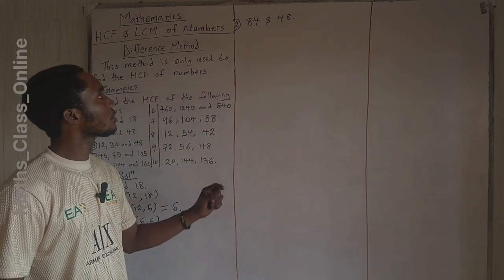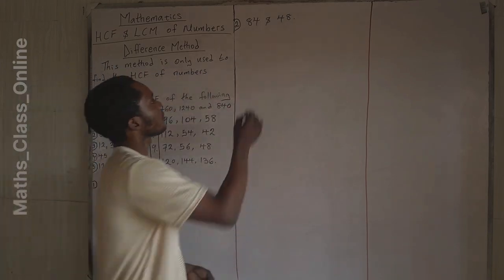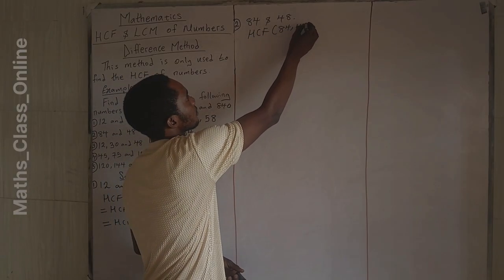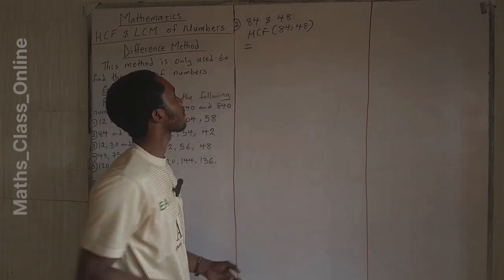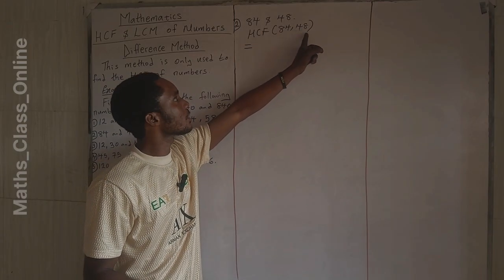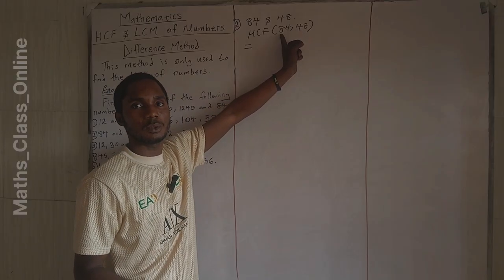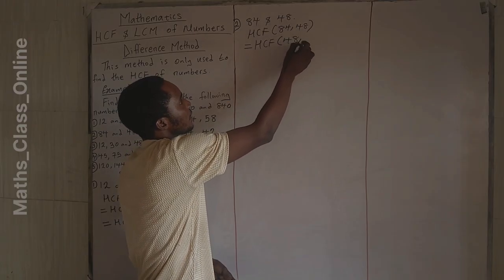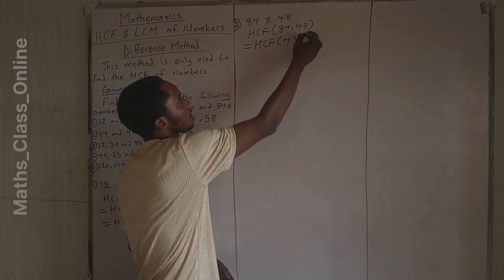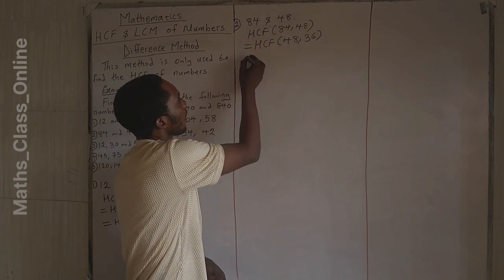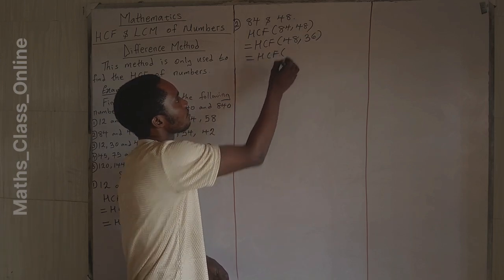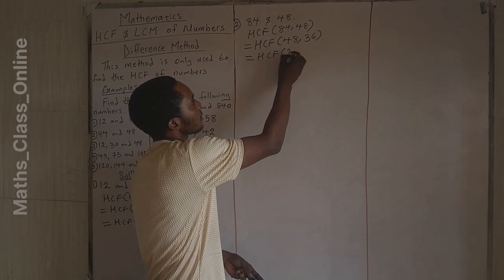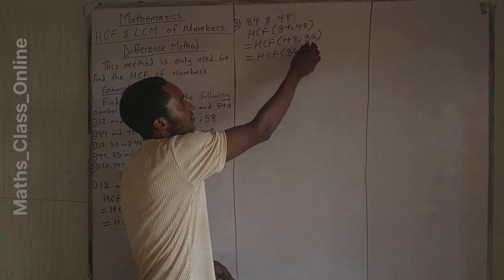We want to find the highest common factor of 84 and 48. HCF of 84 and 48. The least number here is what? 48. Can 48 divide 84? No. That means this is the same as HCF of the least number 48. 84 minus 48, that is 36. And this is also equal to HCF of, the least number here is 36. Can 36 divide 48? No. 48 minus 36, that is 12.